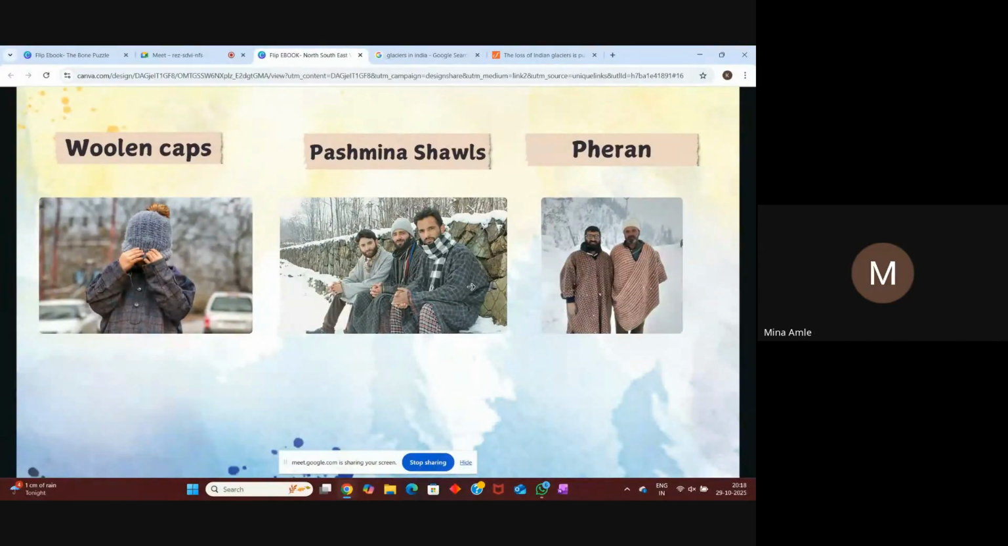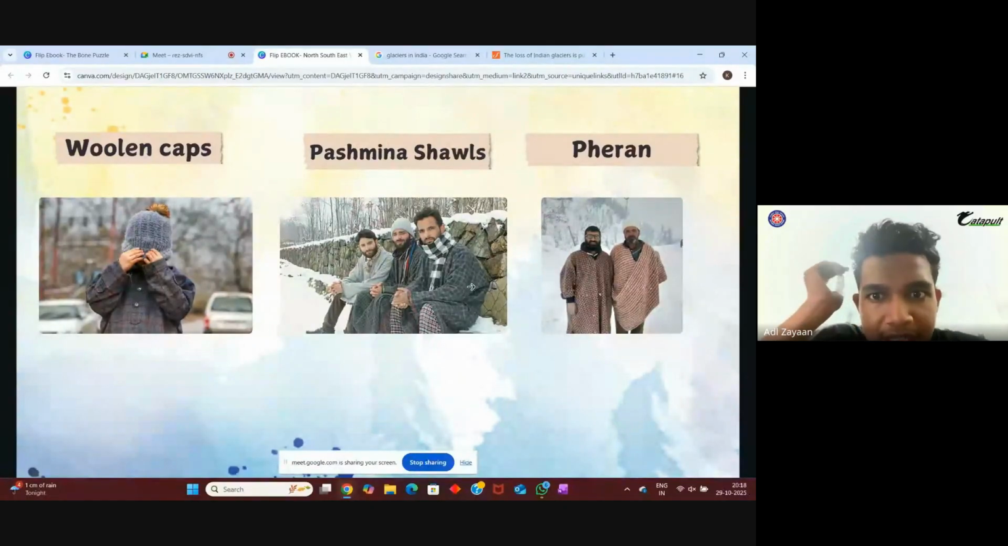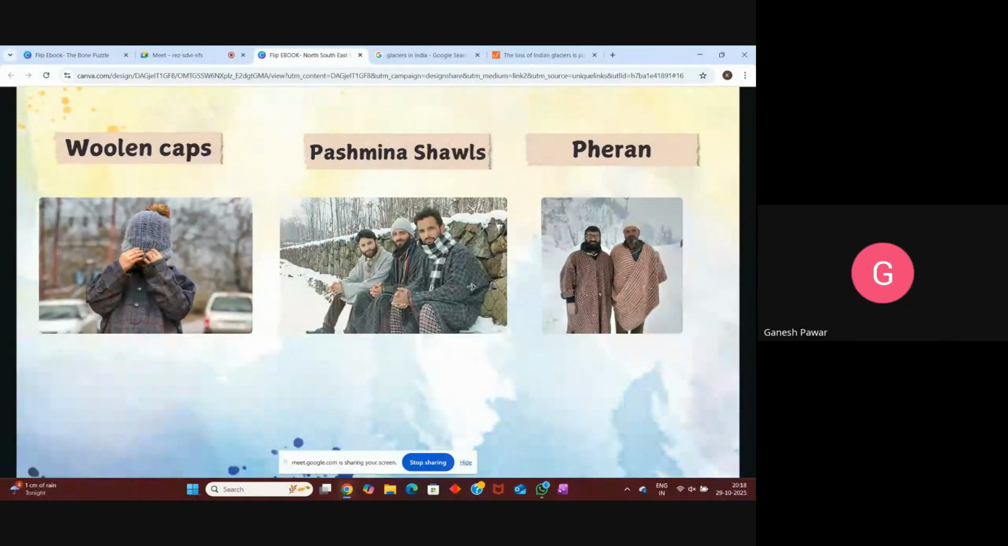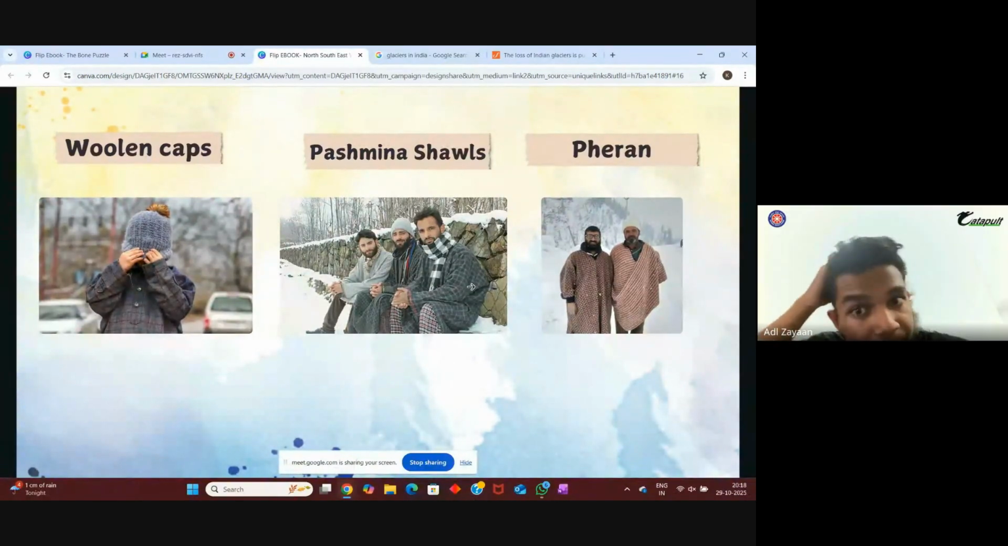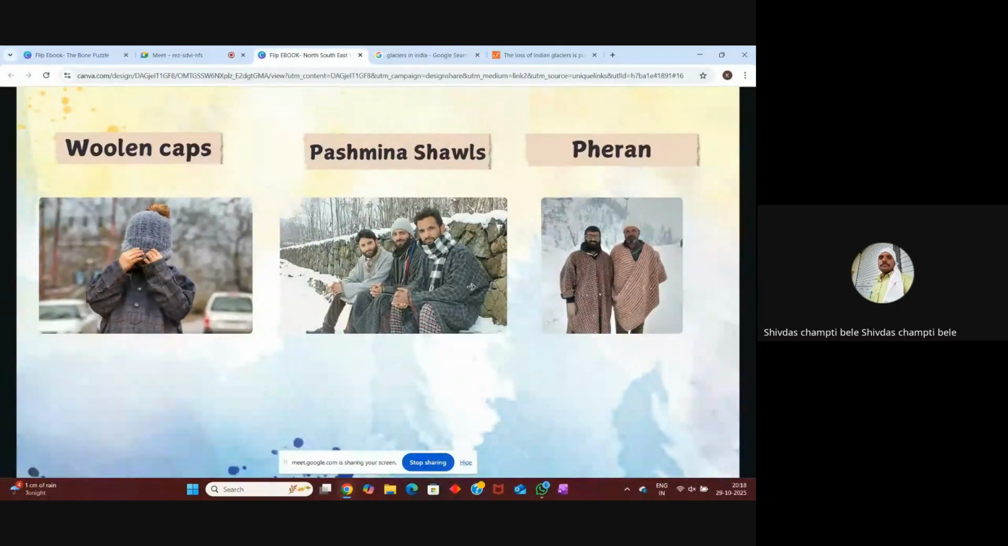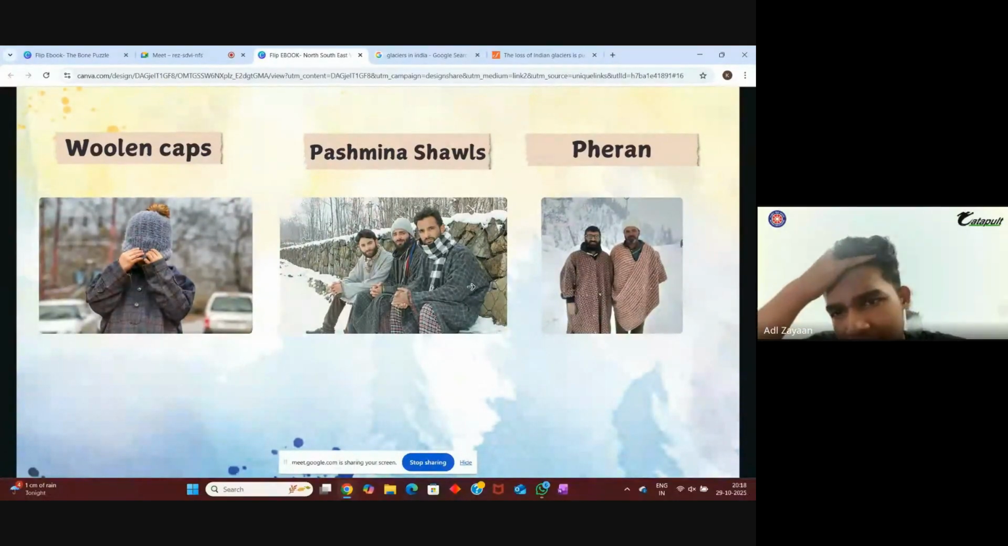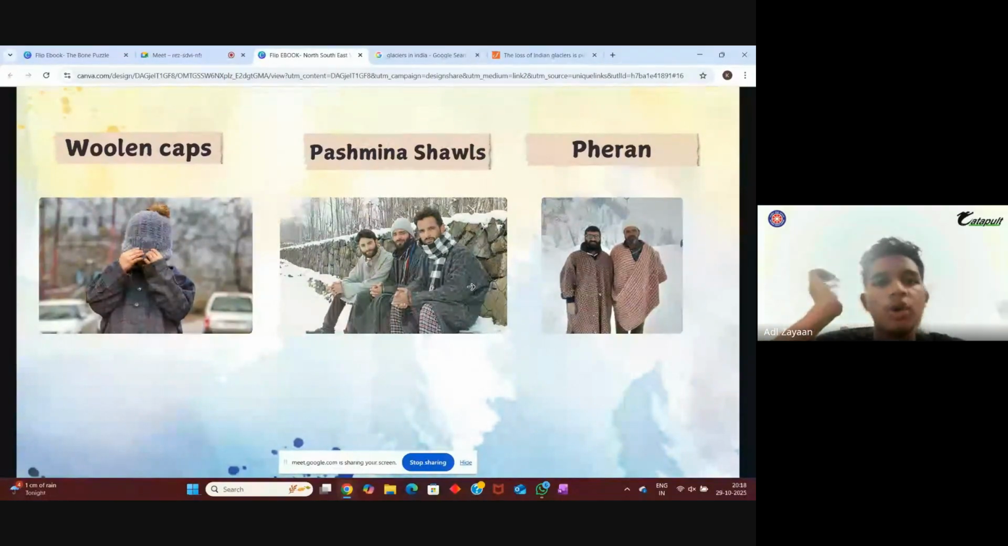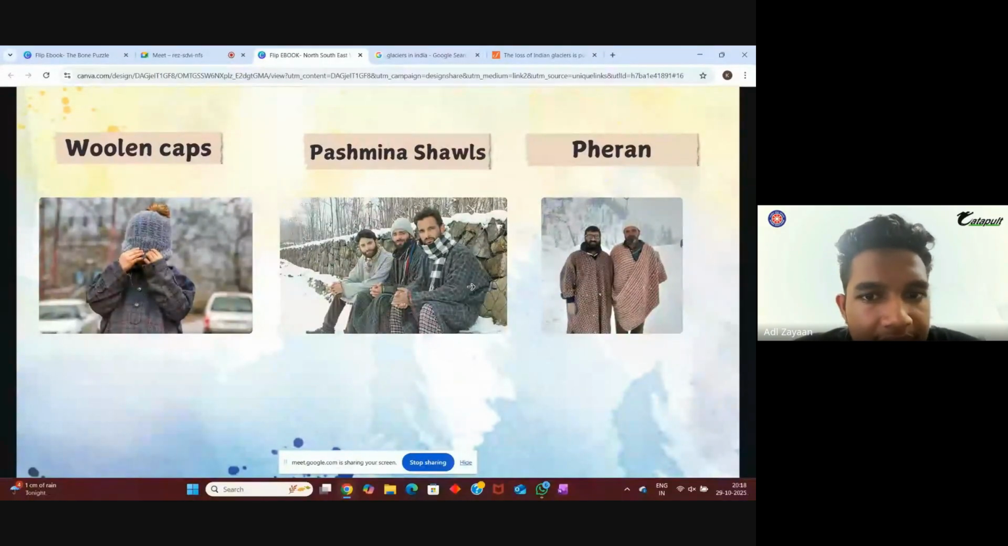Yeah, correct. So they'll wear woolen caps, sweaters, pashmina shawls, fairan. So these are the names of some kinds of clothes. More clothes are there. Jackets are there. Sweaters are there. Shawls are there. Normal shawls, thick clothes, blankets. So they will use all of these things. Okay.